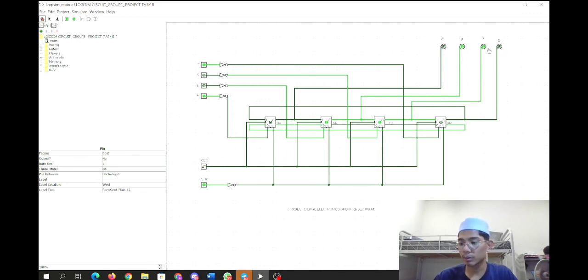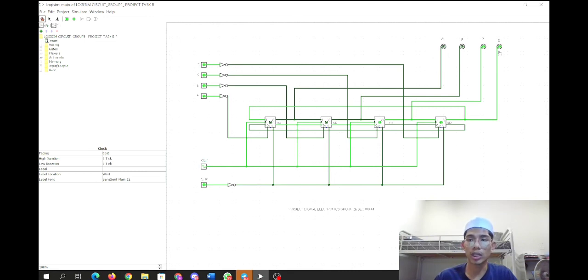For line number 11, we will open input C and B will be 1 and the clock will be opened again. So the output will be 0, 0, 1, 1. And for line number 12, the clock will be closed and opened again. So the output will be 1, 0, 0, 1. The number 1 is at output A and output D.